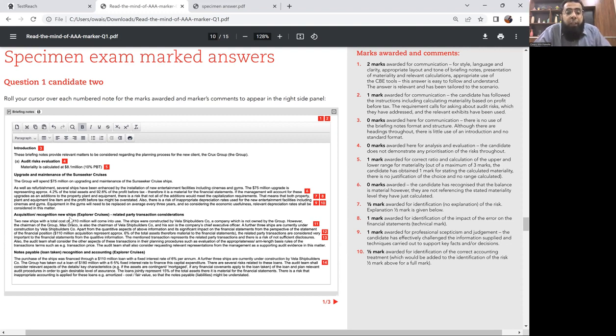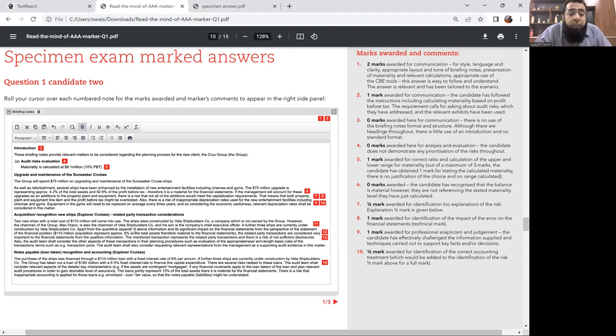Acquisition and recognition of new ships, explorer cruises, related party considerations. The new ships with a total cost of $110 million will come into use. The ships were constructed by Vala Shipbuilder Company, which is not owned by the group. However, the chairman of the group, Max Draco, is also the chairman of Vala Shipbuilder Company, and his son is the company's chief executive officer. A further 3 ships are currently under construction by Vala Shipbuilder Company.